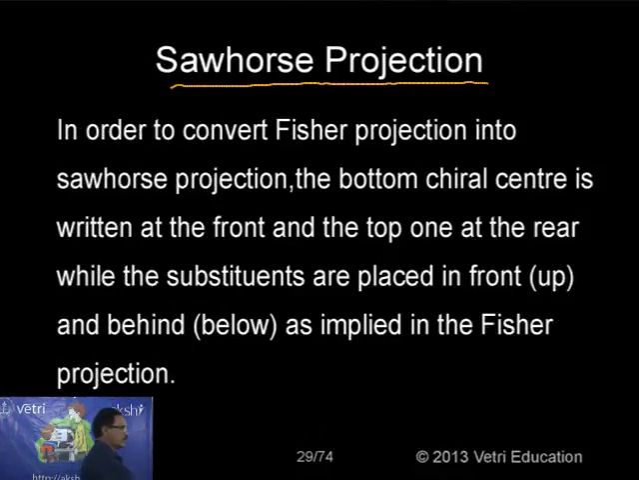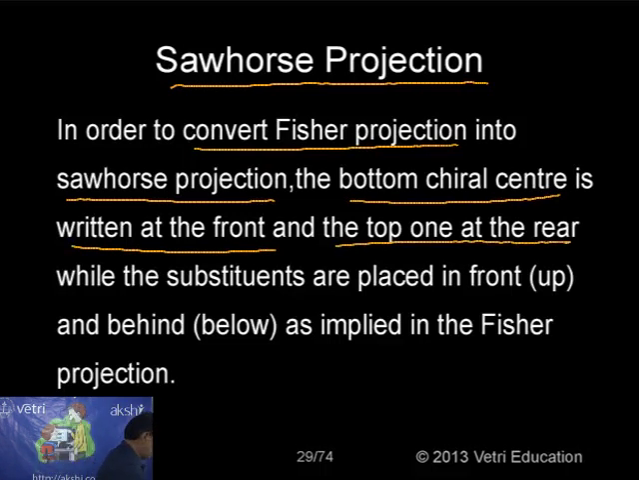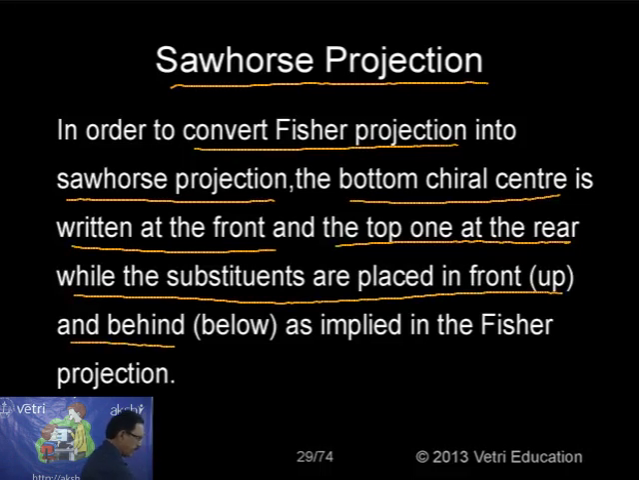In order to convert Fischer projection into Sawhorse projection, the bottom chiral center is written at front. This is the most important information. Written at the front and the top one at the rear, while the substituents are placed in front and behind as implied in the Fischer projection. So this is the Sawhorse projection.